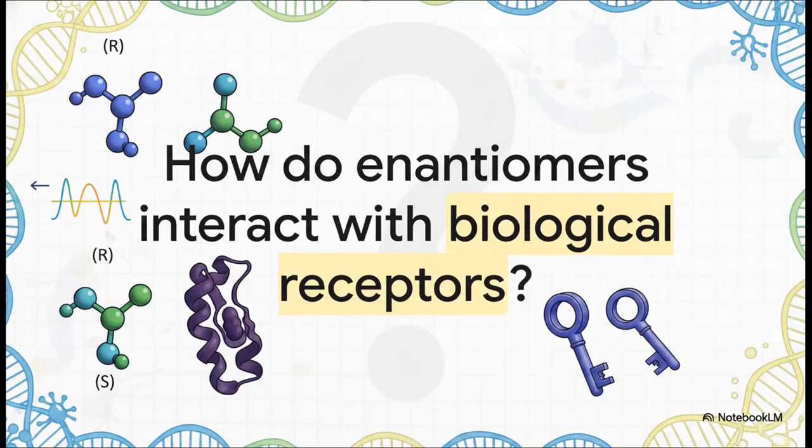As we wrap up this explainer, I want to leave you with kind of a wild thought. We know these left and right-handed molecules act completely differently with light, right? But how do these uniquely shaped molecules interact with the highly specific 3D biological receptors inside your own body? Think about it. If a biological receptor is basically a lock, what happens when you try to shove a mirror image key inside it? The implications for medicine and human biology are absolutely massive.